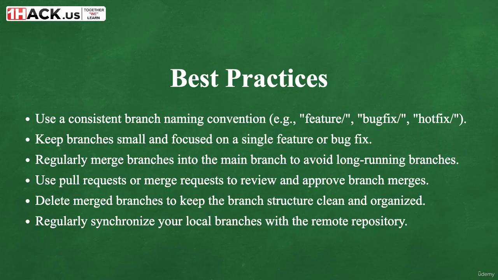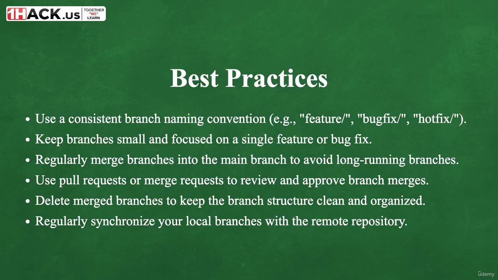To effectively manage branches in a software development project, it's important to follow some best practices. Let's go through a few of them. First, use a consistent branch naming convention. This can be something like feature, bugfix, or hotfix, followed by a descriptive name. This helps to keep your branch structure organized and easy to understand.